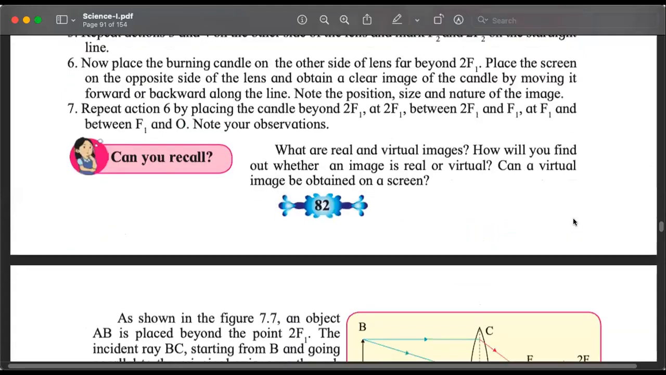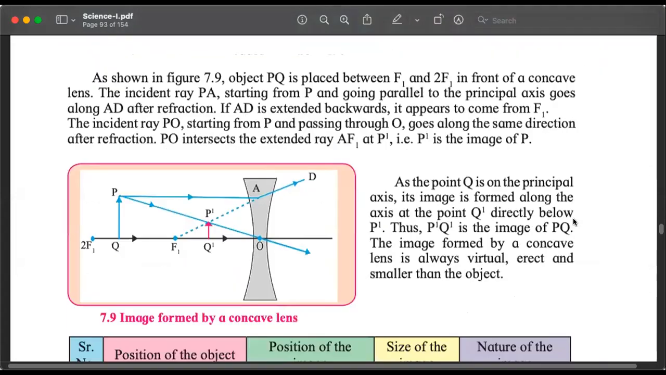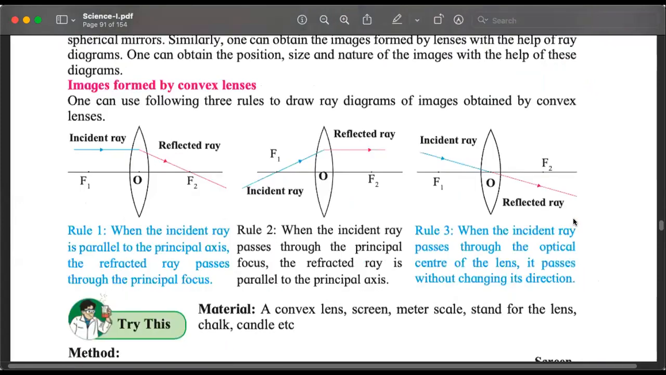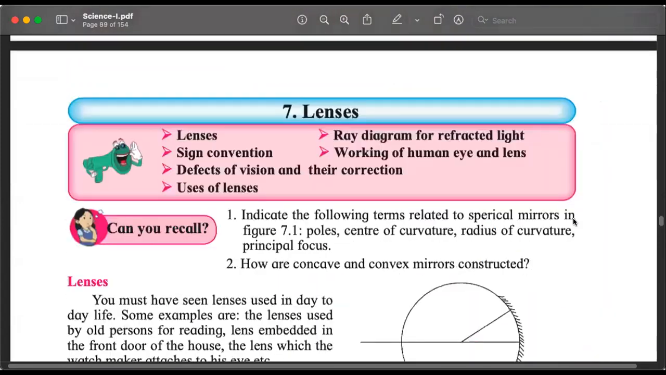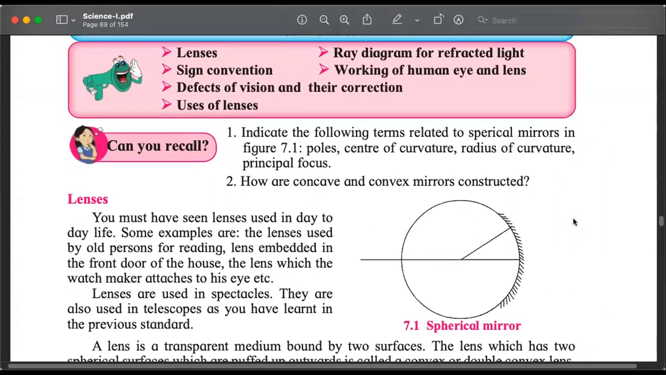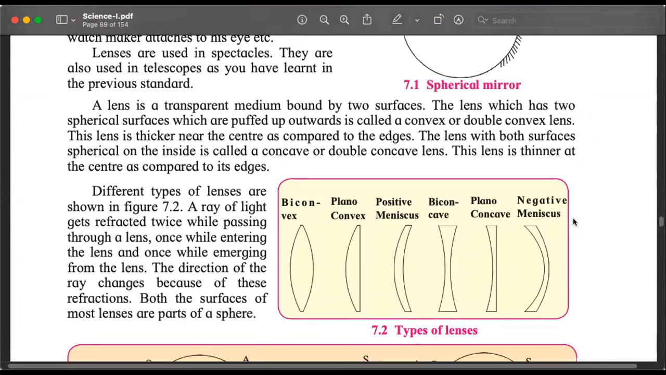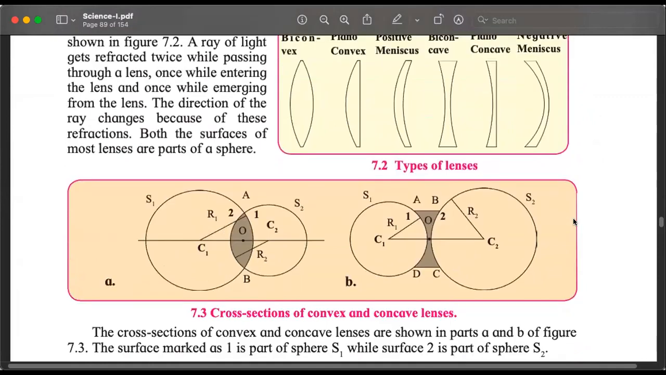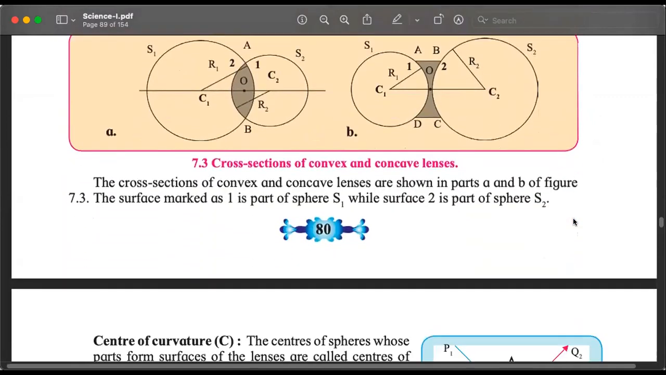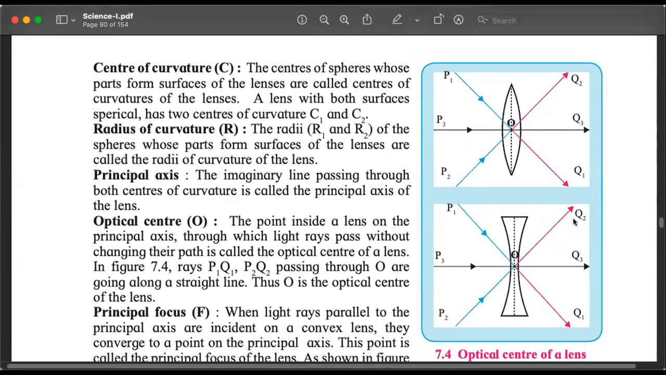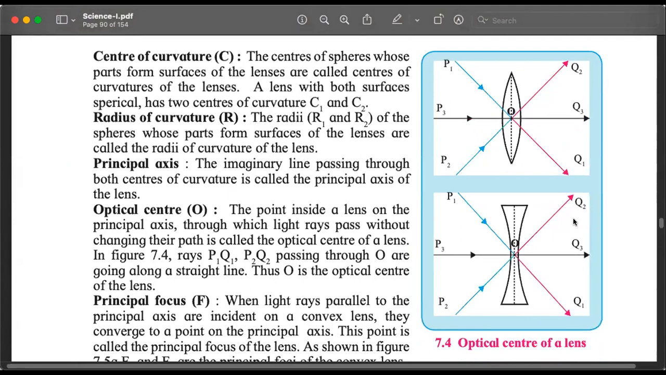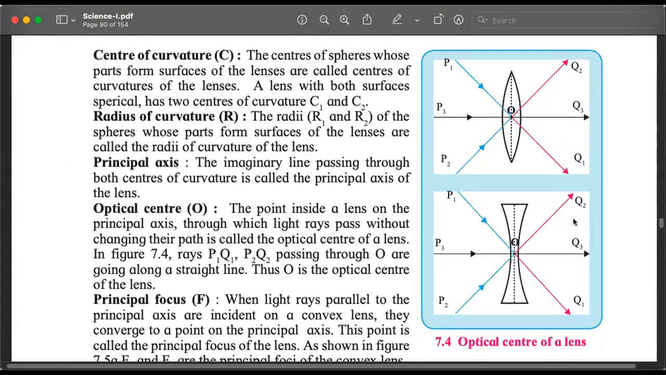Let us see what all questions we can answer from the textbook. Even before that, let us see what all we have studied. We started by revising about mirrors. We understood what a lens is, different types of lenses, different parts of lenses, different terms related to lenses. The new thing is optical center. And another new concept is, in case of lens, there are two foci, there are two centers of curvature.